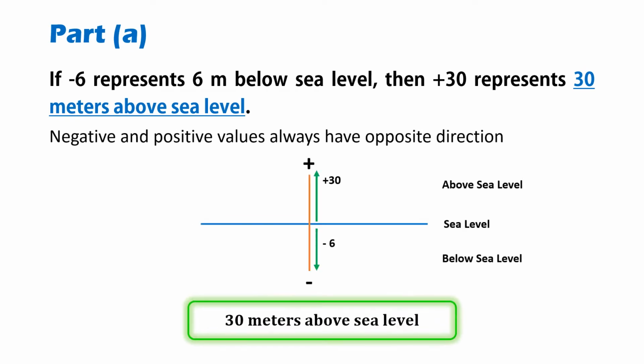Part A. Negative and positive values always have opposite direction. Therefore, if minus 6 represents 6 meters below sea level, then plus 30 represents 30 meters above sea level.